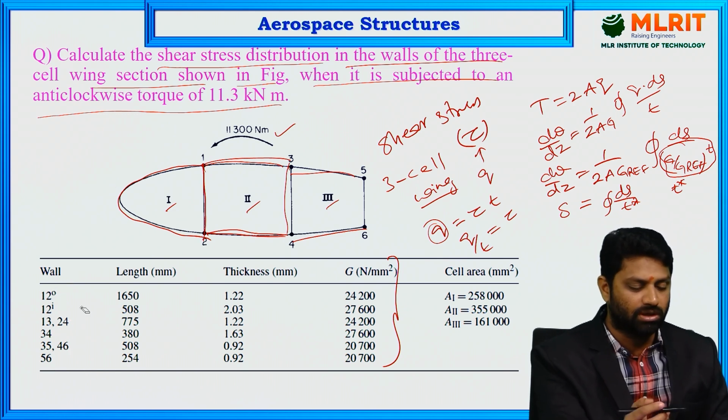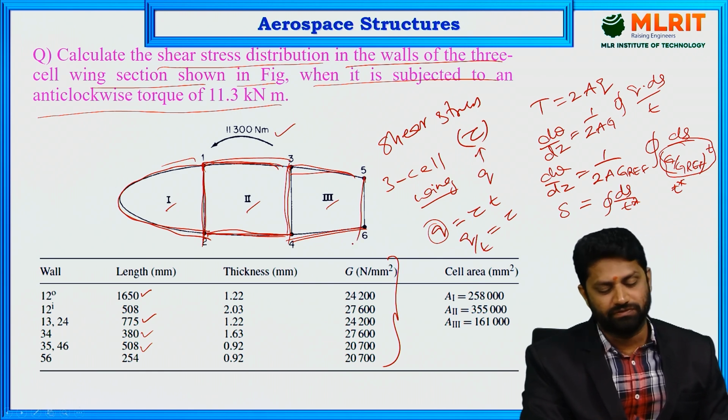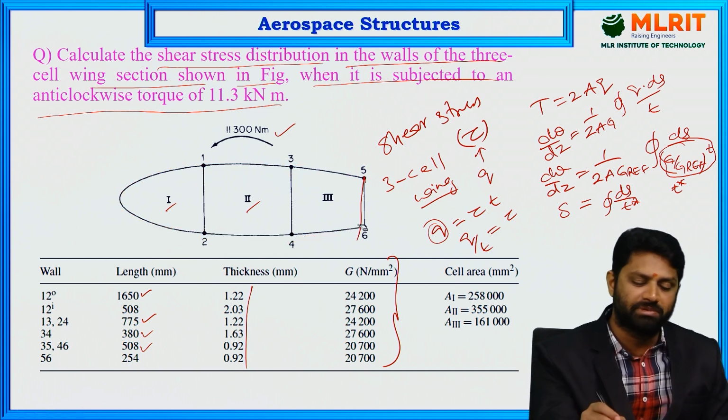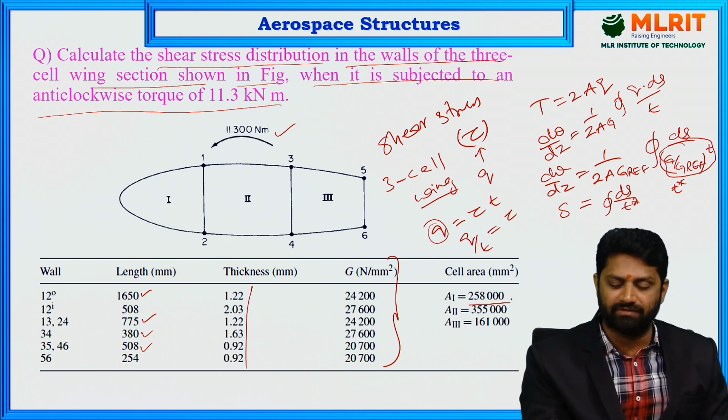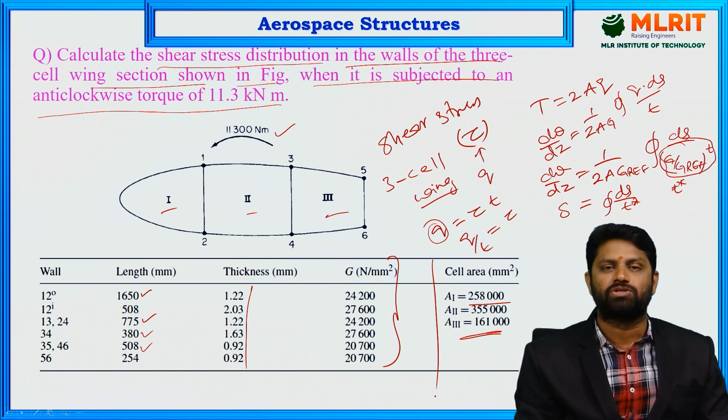He has given the lengths of these walls also. For example, the 1 to outer wall length is 1650 mm, the 1 to inner wall length is 508, walls 1, 3 and 2, 4 are 775, wall 3, 4 is again 380, walls 3, 5 and 4, 6 are 508, and wall 5, 6 is 254. He has given the respective wall thicknesses also, and since these are arbitrary cells, he has directly given the cell areas for cells 1, 2, 3 separately in this column of the table. So this is all the given data.